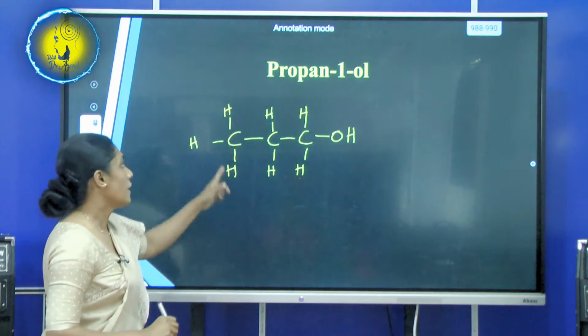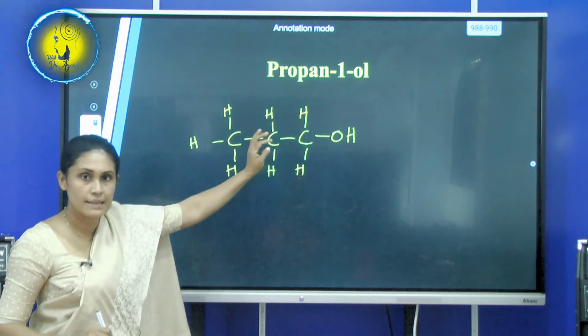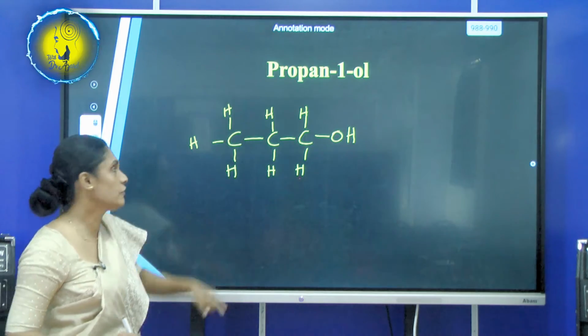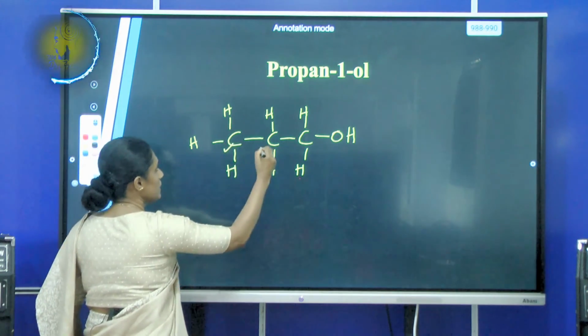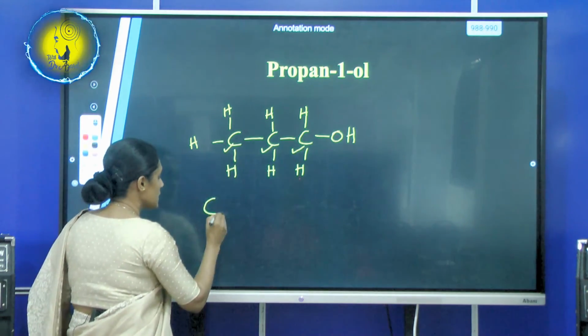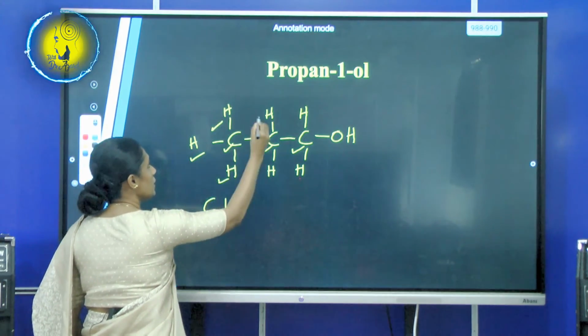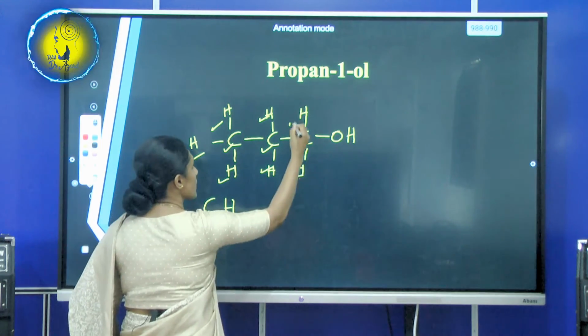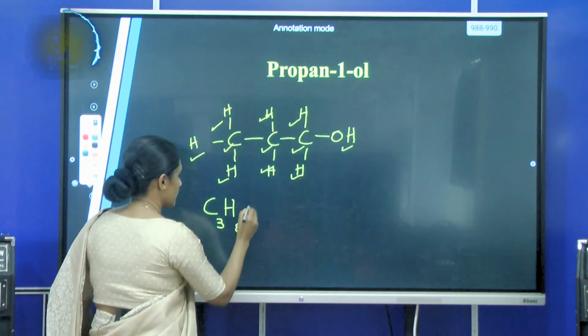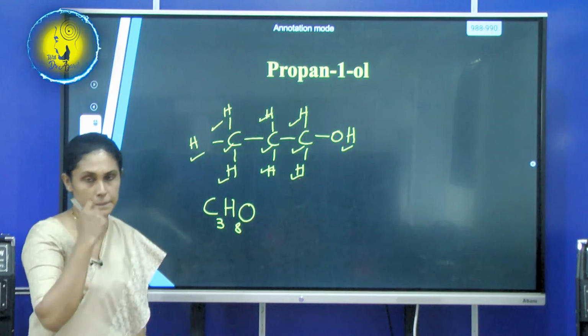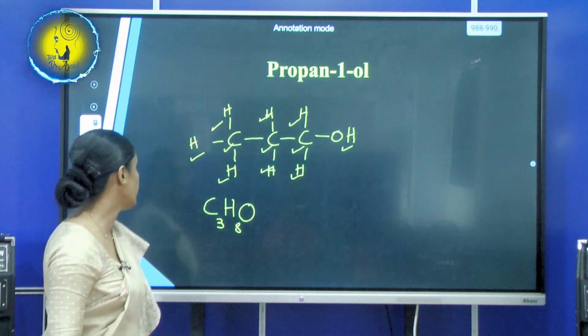Propanol. This is the displayed formula, but that's not the answer. We need the structural formula. Let's write the number of carbons. Carbon atoms 3. Hydrogen 1, 2, 3, 4, 5, 6, 7, 8. Number of oxygen 1 atom. Structural formula.